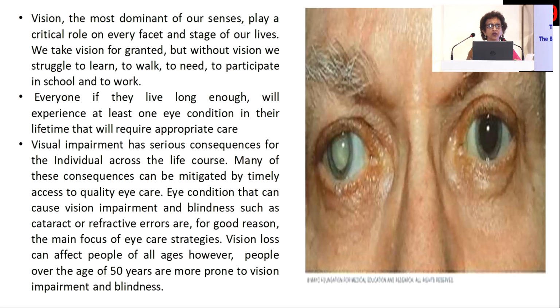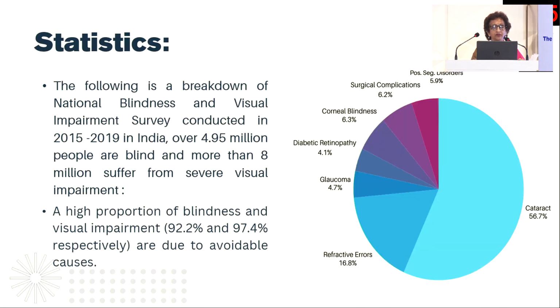Vision, the most dominant of our senses, plays a critical role in every facet and stage of our lives. We take vision for granted, but without vision we struggle to learn, to walk, to read, and to participate in school and work. Visual impairment has serious consequences for the individual across the life course. Many of these consequences can be mitigated by timely access to quality eye care. Eye conditions that cause visual impairment and blindness, such as cataract or refractive errors, are the main focus of eye care strategies. Vision loss can affect people of all ages, however people more than 50 years old are more prone.